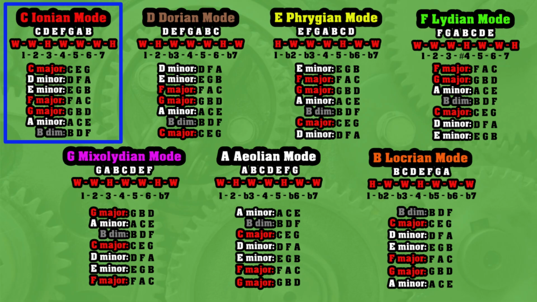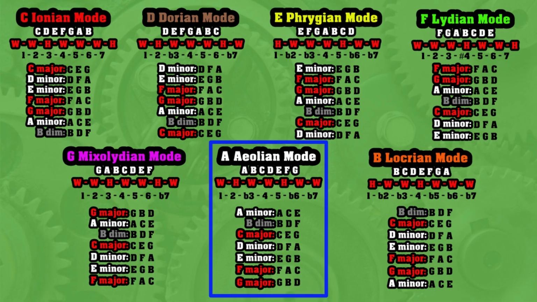There's a song written in the C major scale, otherwise known as the C Ionian mode. You can also write music in the Aeolian mode, the sixth mode of the major scale. This is just called the key of A minor in Western music. Sounds something like this.